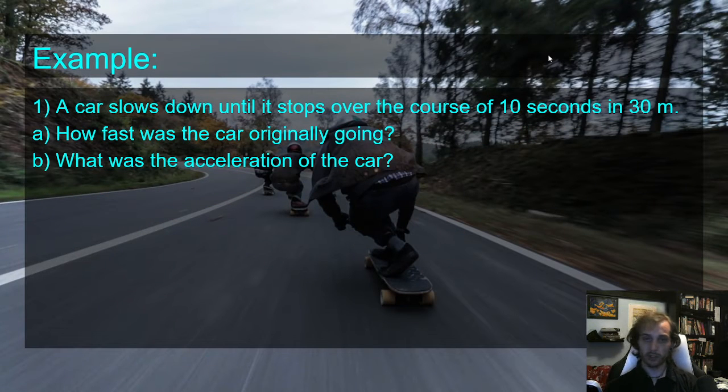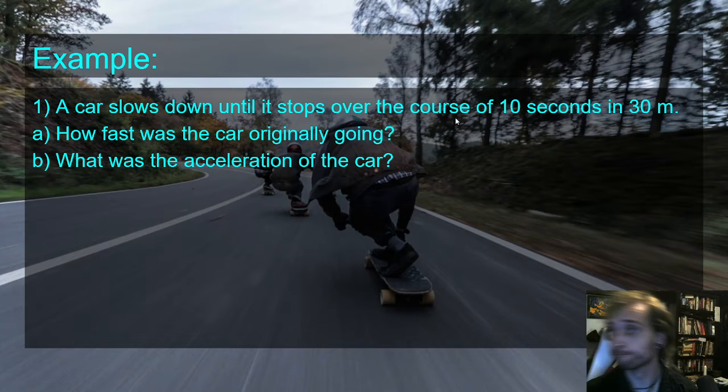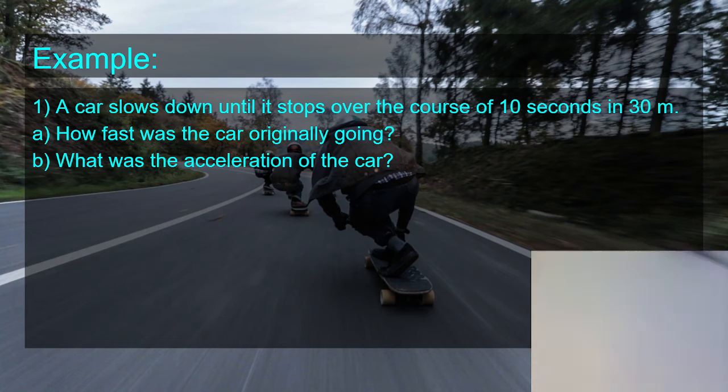So let's say we got a situation where a car slows down to stop. It takes 10 seconds to do it, and it goes 30 meters. So A, how fast was the car originally going? B, what was the acceleration of the car? So copying down our givens.